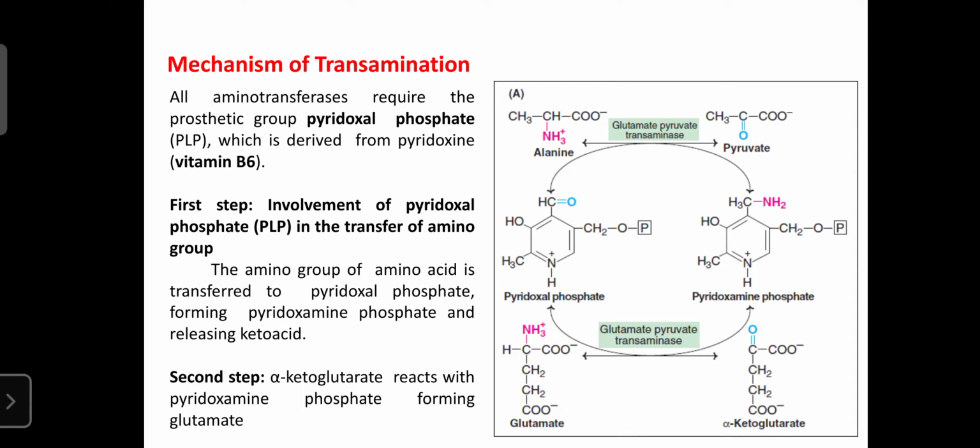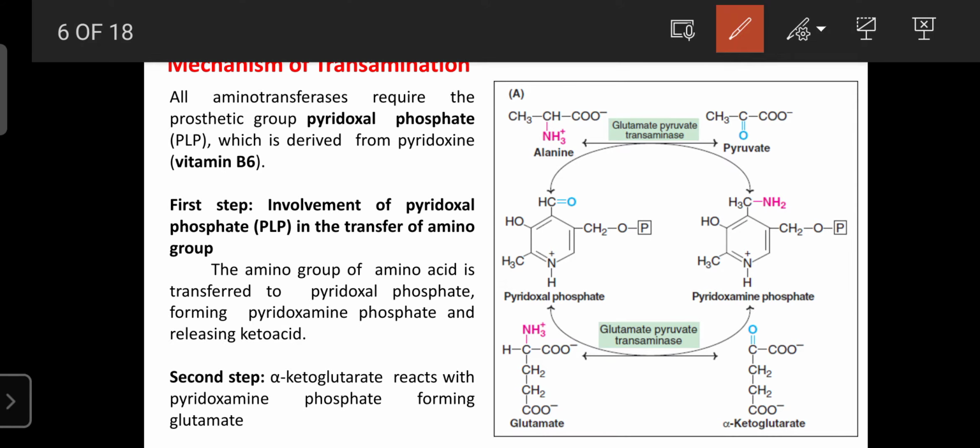All aminotransferases are the enzymes involved in the transamination reaction. They require pyridoxal phosphate, that is PLP, which is derived from vitamin B6. The aminotransferase enzymes are not active in the absence of a coenzyme or cofactor like pyridoxal phosphate, also written as PLP. And the transamination reaction mainly occurs in two steps.